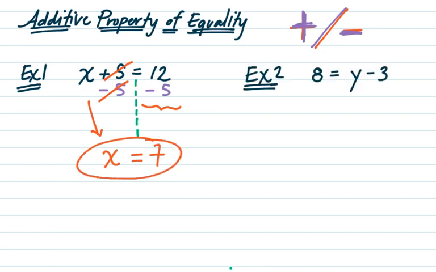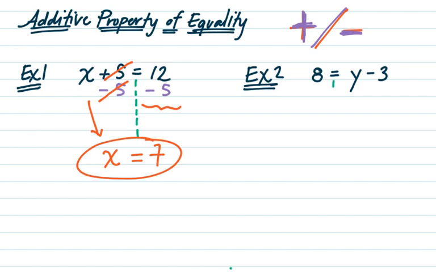Okay, let's do another example. Look at this one. It says 8 equals y minus 3. Now don't be confused just because it's a y instead of an x or because it's on the right side instead of the left side. Really doesn't matter. The point is we have an equation and we have a letter, and that represents a missing piece of information we want to find out.